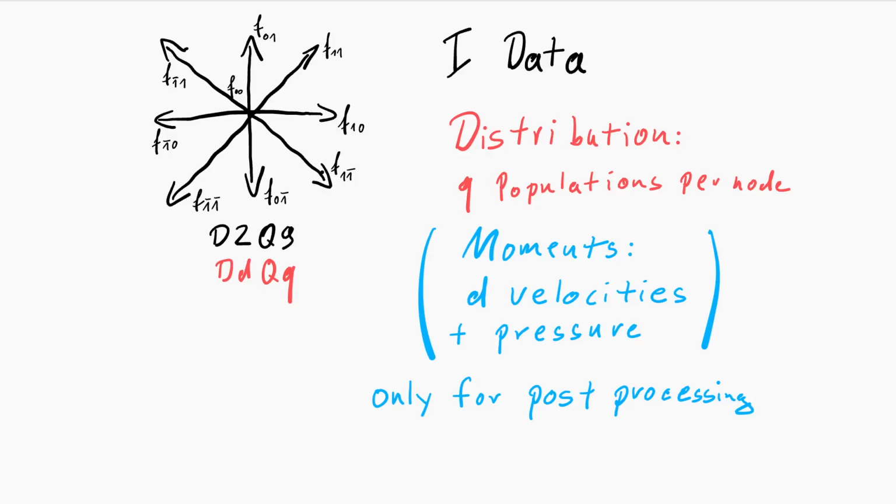And of course, for each node, you need to have one population. So you would have Q populations per node. And then on top of this, you usually would have for every dimension one velocity component and one pressure component. This, by the way, does not need to be stored because it is required only during the collision process, but usually you need this information for post-processing, and therefore you will usually allocate memory for this too.